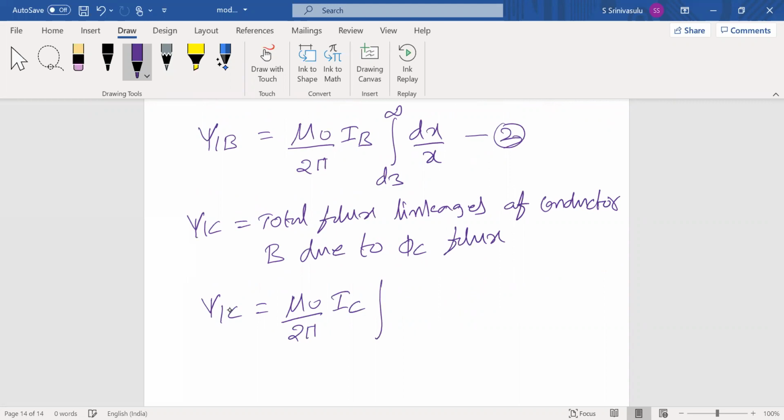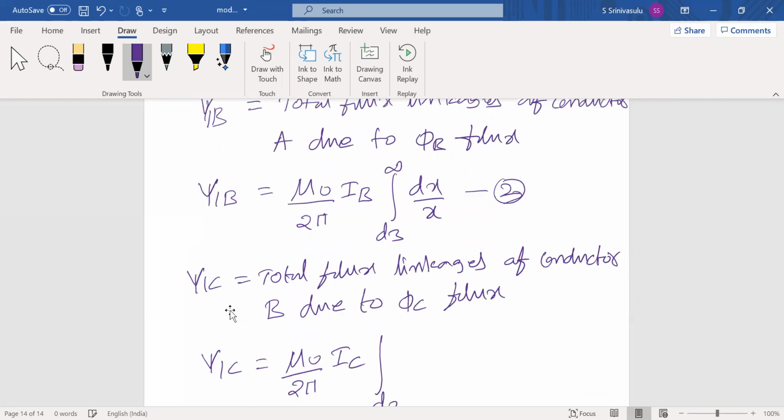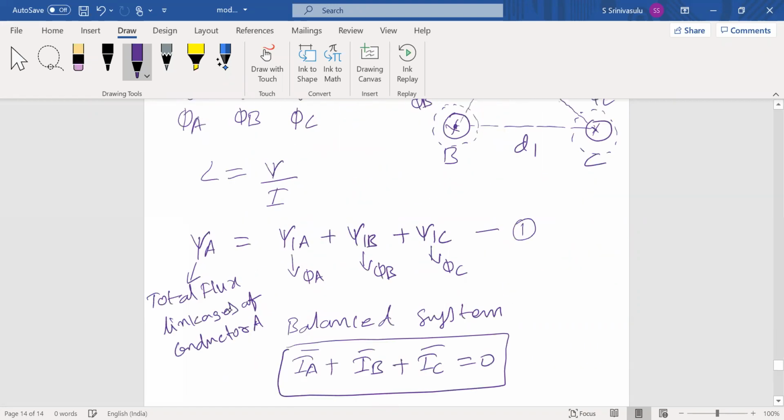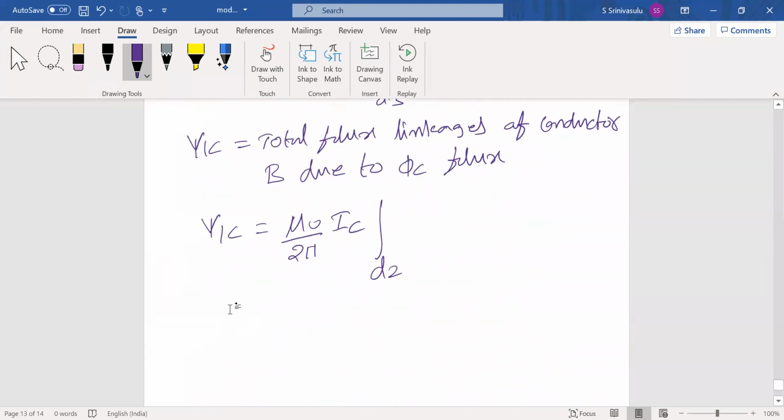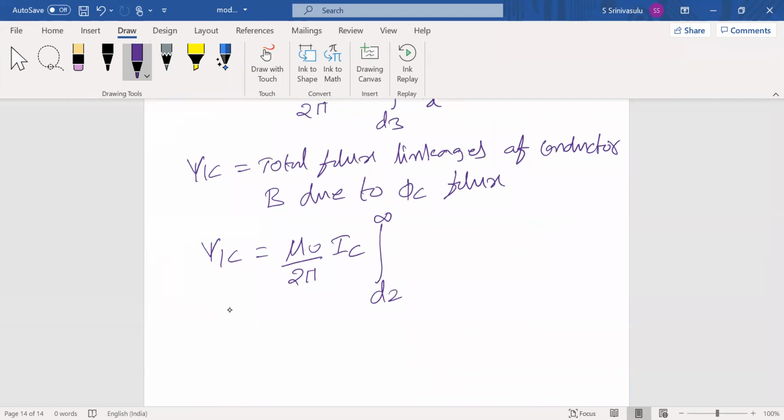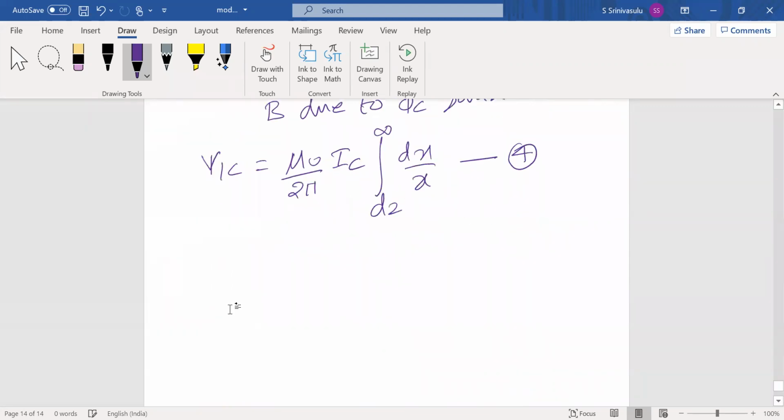Now, see, what is the distance between the A conductor and C conductor? That is the D2 distance. The diagram you can observe. What is the distance between the A conductor and C conductor? It is D2 distance. Therefore, that is integration D2 to infinity dx by x. This is equation number 4. Later, substitute equations 2, 3 and 4 in 1.